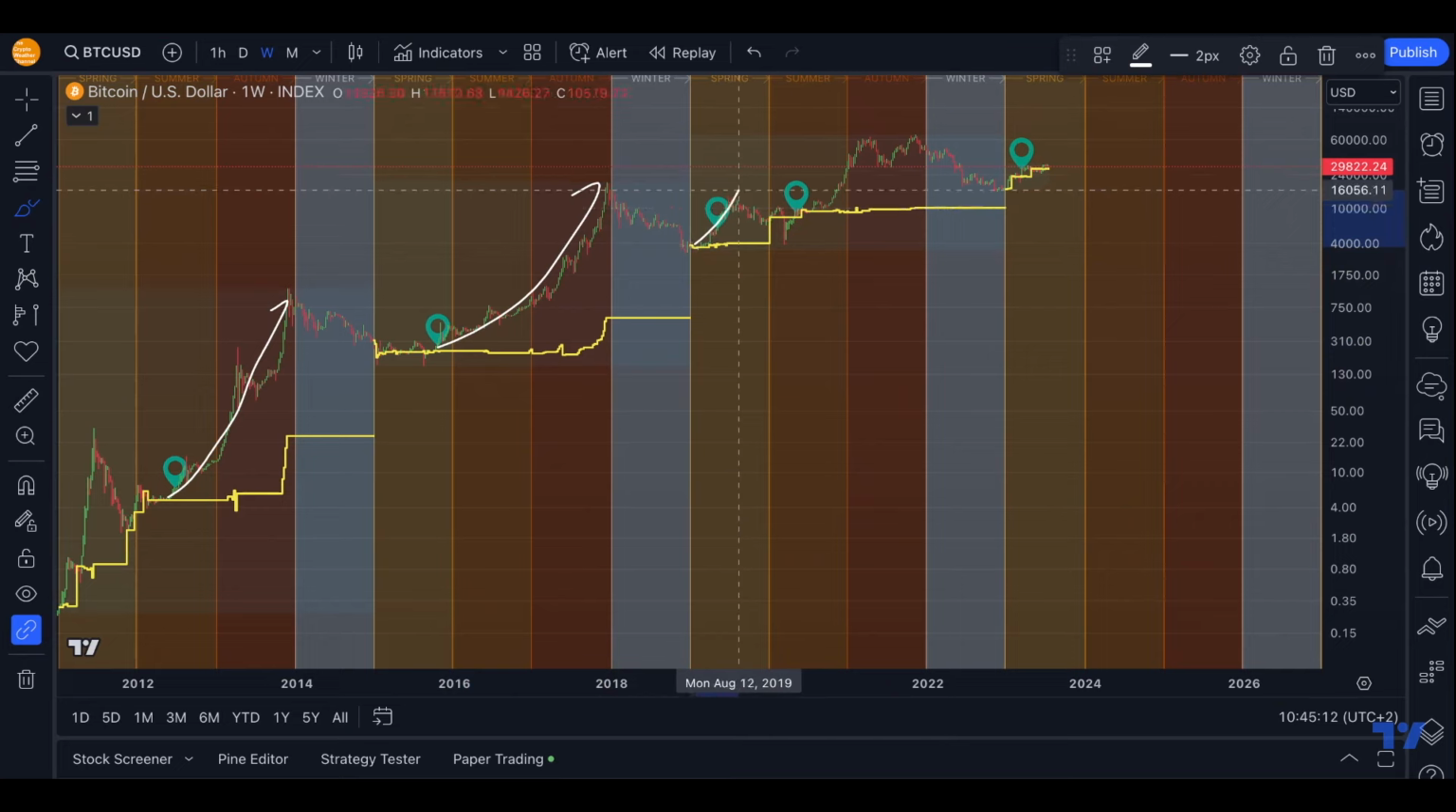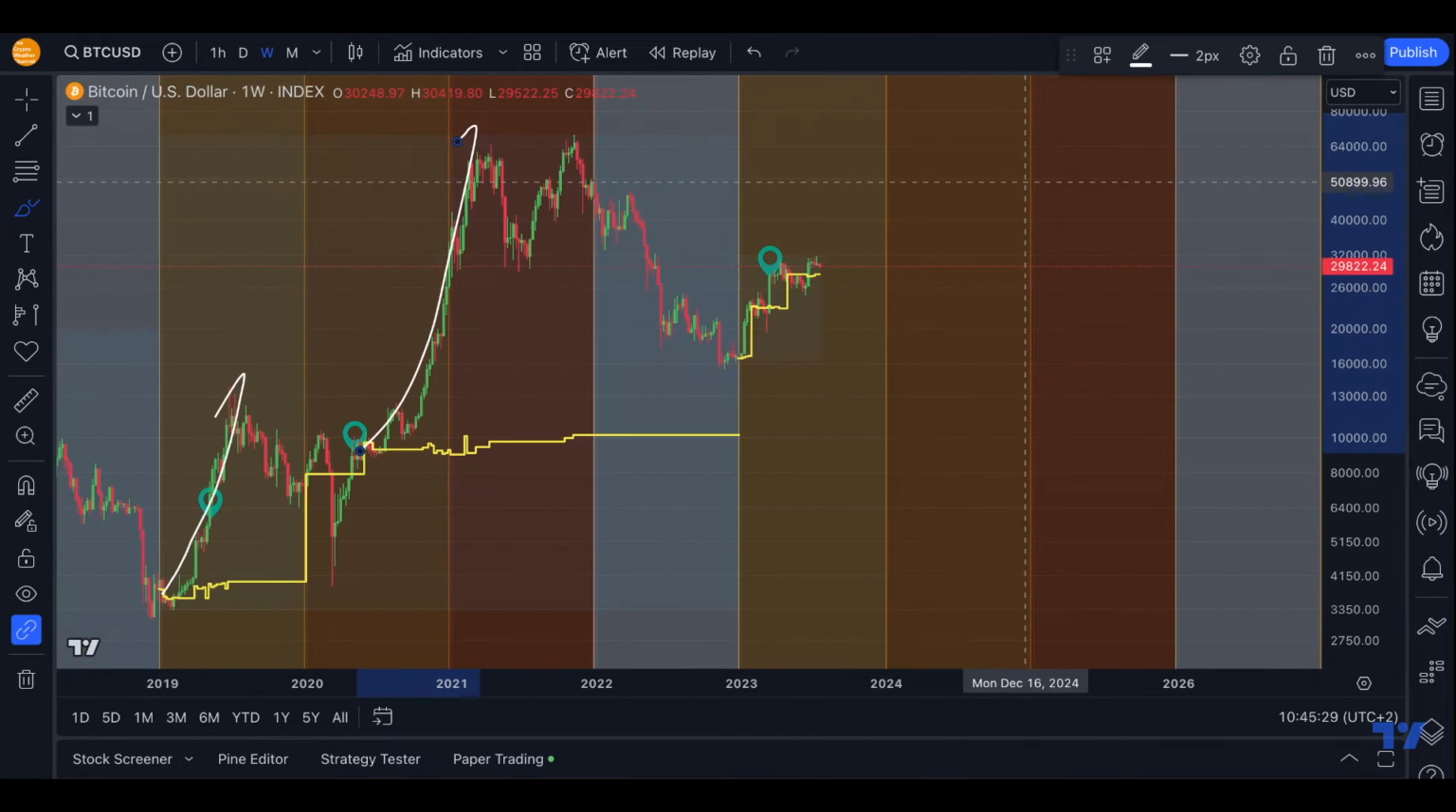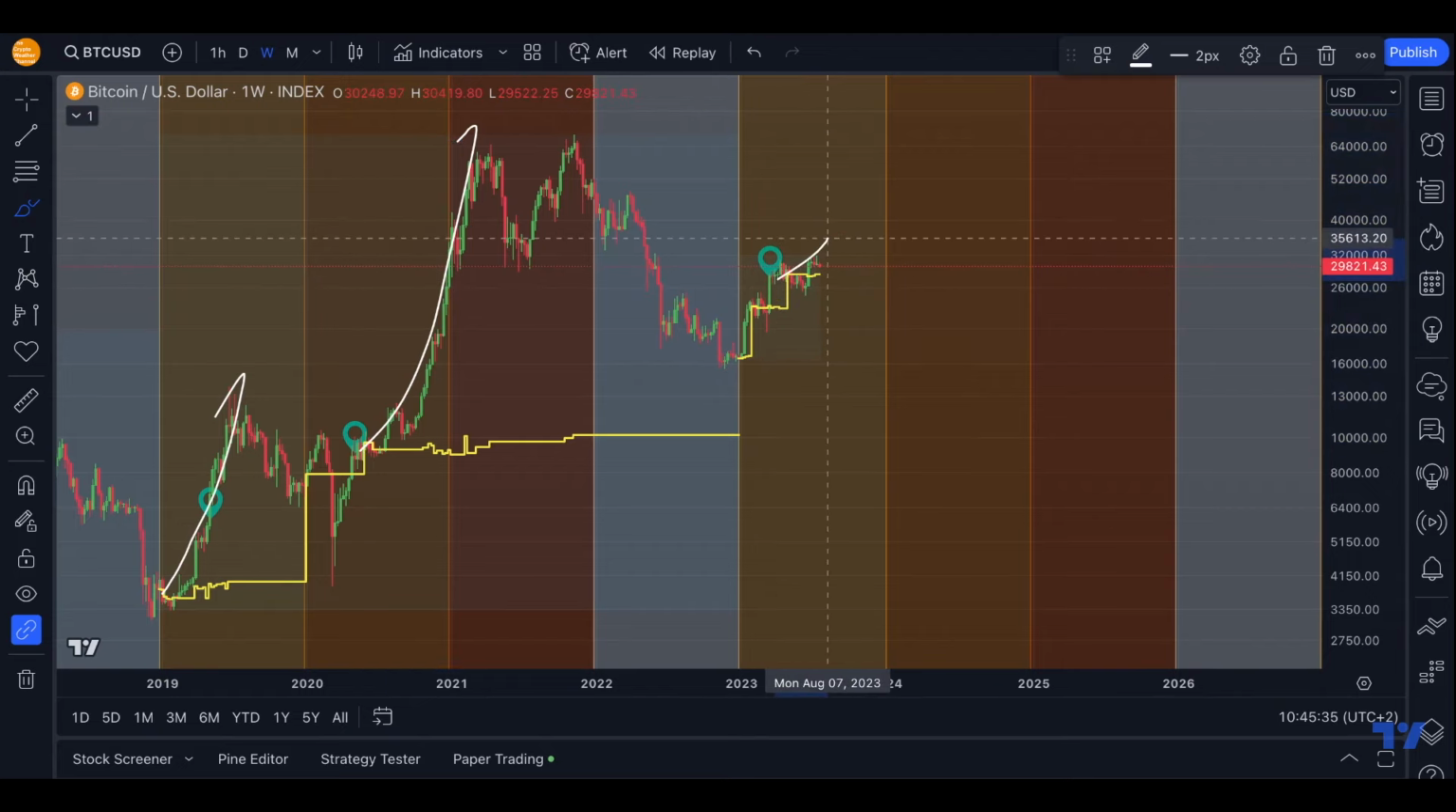Every bull market, right? And so I've labeled, as always, every bull market with these little turquoise location markers here. Every bull market, right? And then the current bull market that we're in, for some reason, we are really struggling to pull away from that point of control, right?